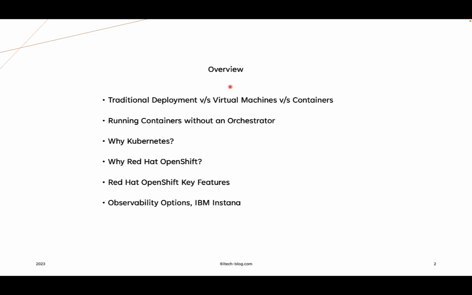Here is an overview of what we are going to learn today. We will learn about application deployment models from traditional deployments to containerized environment, why we need Kubernetes, and the differences between Kubernetes and Red Hat OpenShift. Also, we'll check out the key reasons why we should choose Red Hat OpenShift over vanilla Kubernetes. We will also talk about the built-in observability options available, and also using IBM Instana.